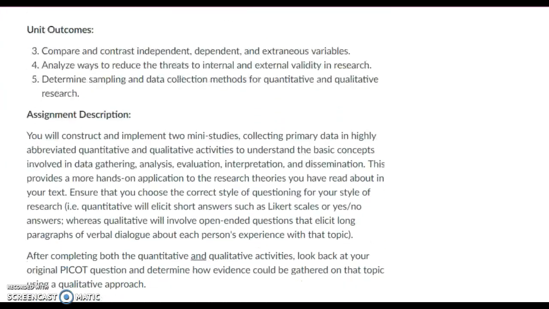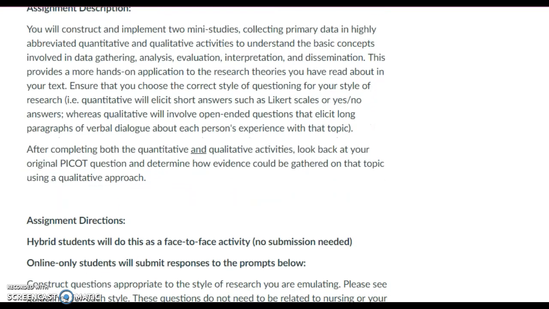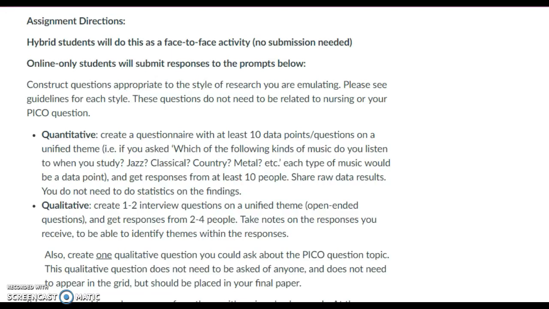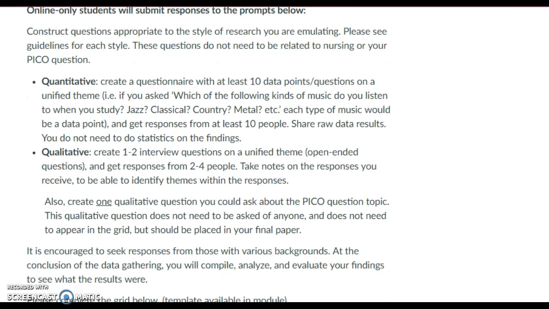Please look at the concepts and the unit outcomes, as well as the overall assignment description. But what you're going to be doing is looking more at quantitative versus qualitative research. Sometimes students have a difficult time differentiating between the two, so we're going to do a small activity where you will be doing a little mock study of your own as far as quantitative and qualitative studies go. This is not anything nursing related, but you're going to see how each type of study is approached, structured, and how the evidence from that can be shared.